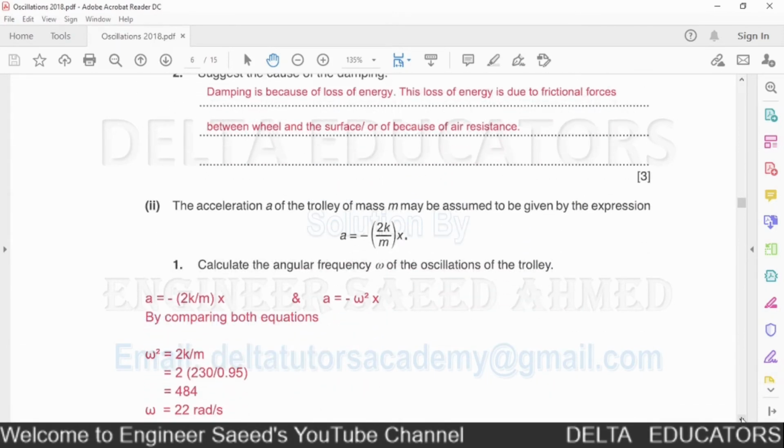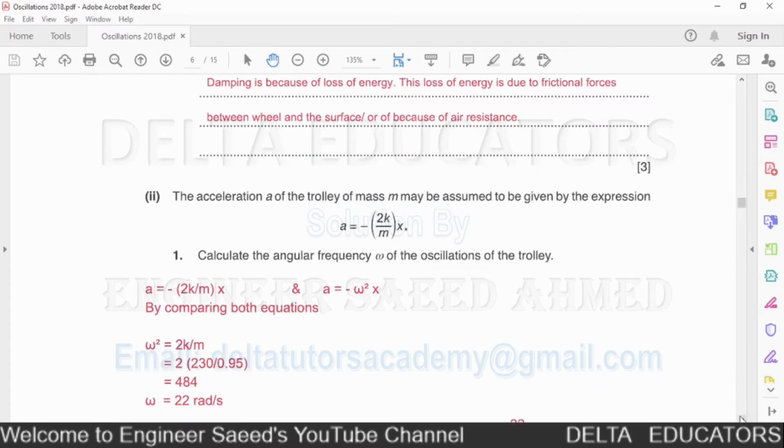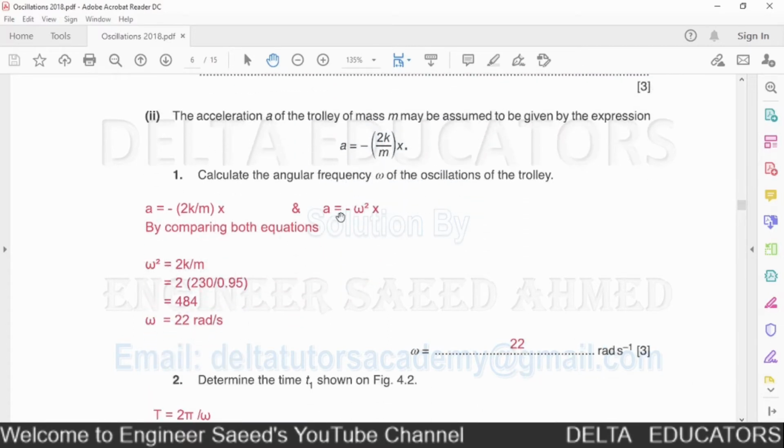Okay, next part. The acceleration a of the trolley of mass m may be assumed to be given by the expression a = -(2k/m)s. Calculate the angular frequency ω of the oscillations of the trolley. Here acceleration is given as -(2k/m)s, and we have studied one more relation for acceleration: a = -ω²x. Now by comparing both equations, we can write ω² = 2k/m.